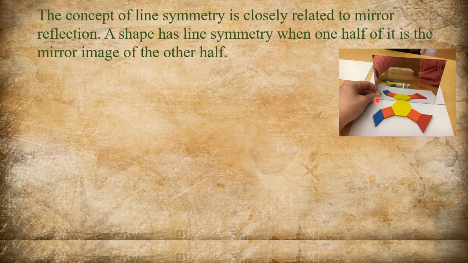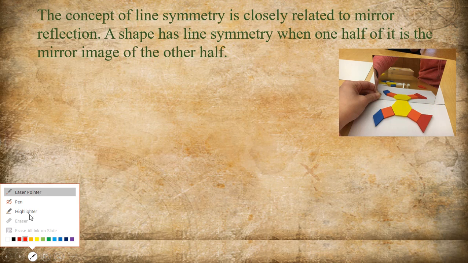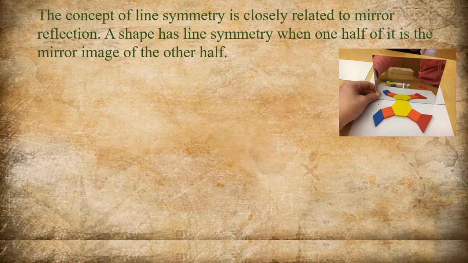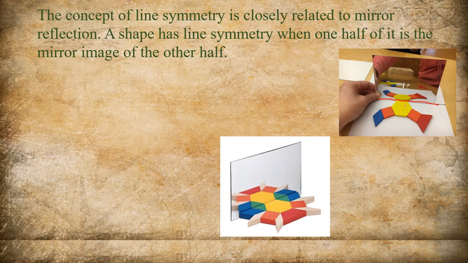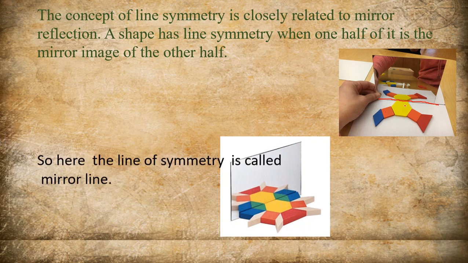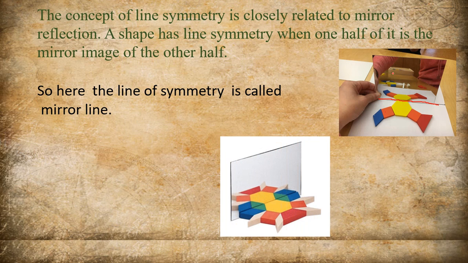So this line where we are getting the two equal parts, this is the mirror line for this, where we can say these two are identical parts. So this is also the line of symmetry or axis of symmetry, or we can say mirror line. In this figure also we have the mirror line. So here the line of symmetry is also known as the mirror line.